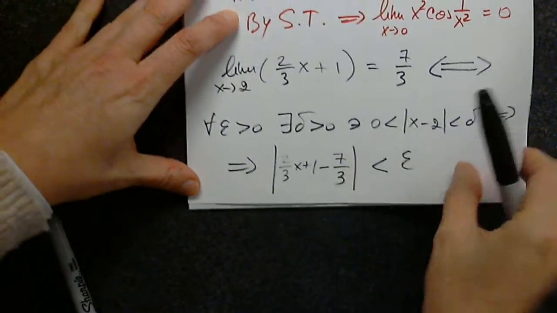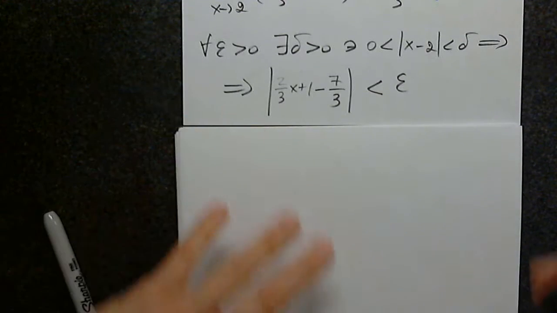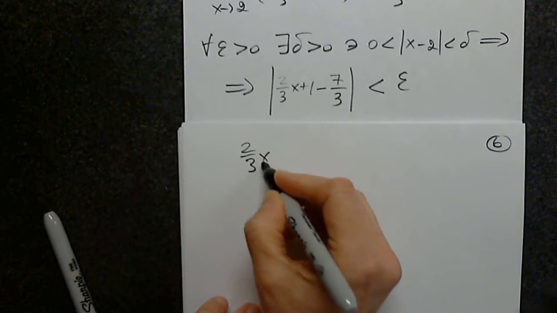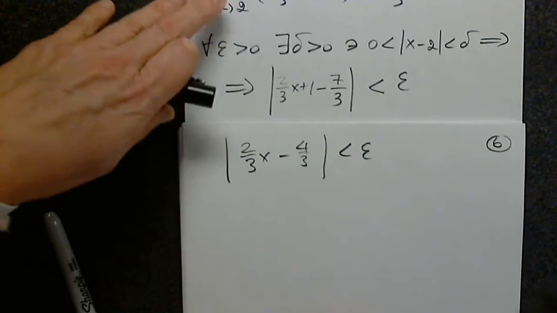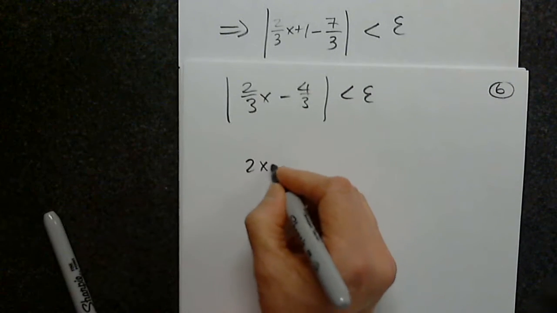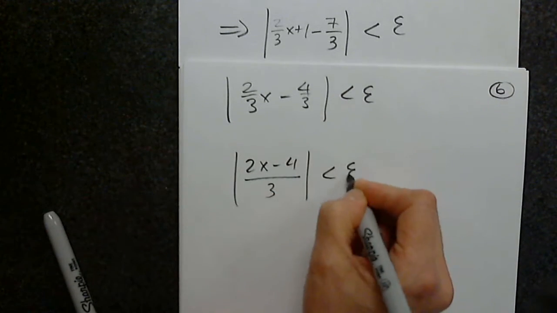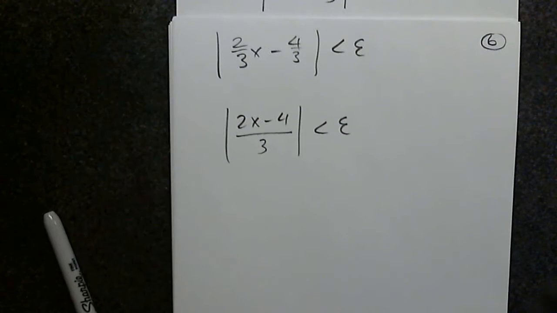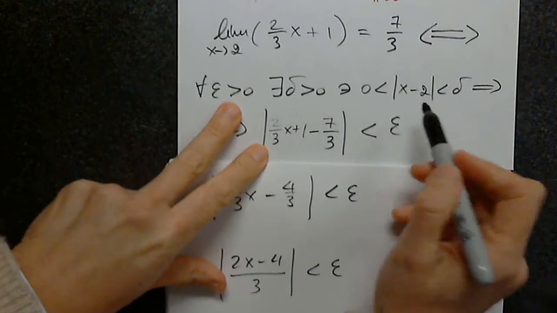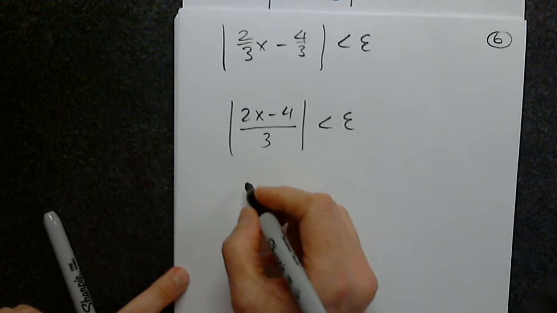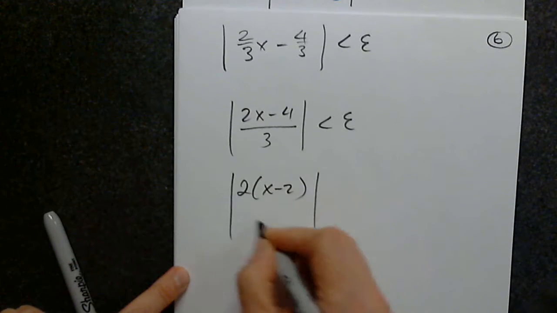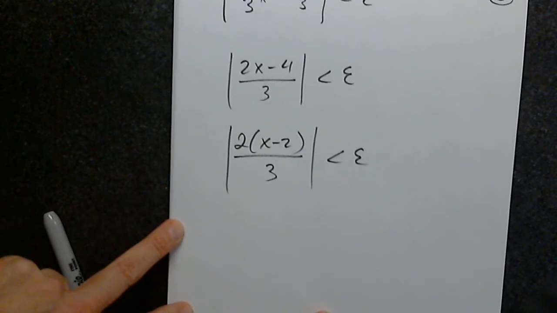Okay, very good. So we start here. So we have 2/3 x minus 4/3 in absolute value less than epsilon. But this is the same as 2x minus 4 over 3 in absolute value less than epsilon. And you will know what I'm going to do next. I will never split, because I can't take care of the absolute value. Remember, my target is this, and if I separate, I will never get it. I will factor out 2.